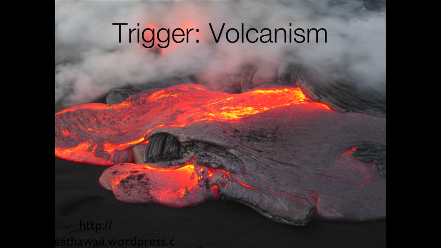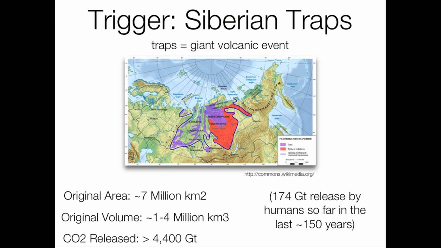What we think caused this is something called the Siberian Traps. Traps is a word for a giant volcanic event. So here's Siberia. And the Siberian Traps, all this red area here, there's evidence of actually lava at the surface. So this is like half of Siberia was covered in lava, over many millions of years. The original area is estimated to be about 7 million square kilometers, 1 to 4 million cubic kilometers of lava.